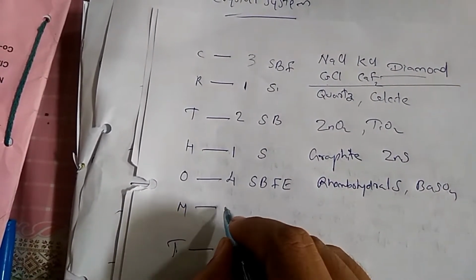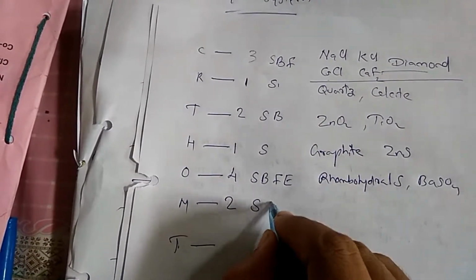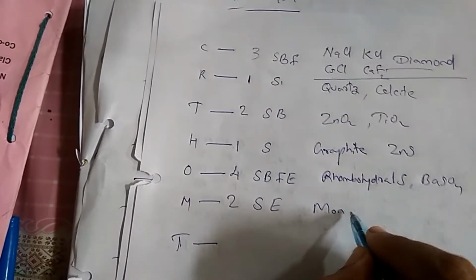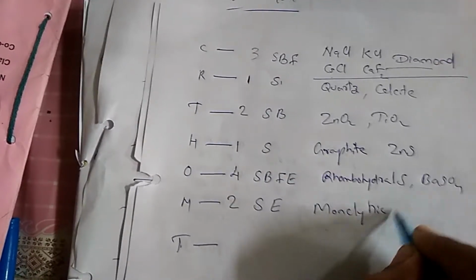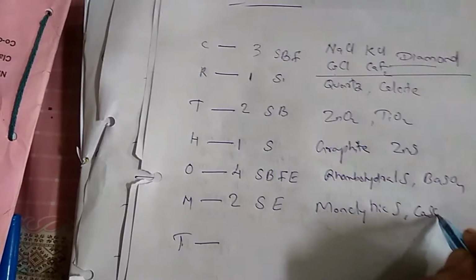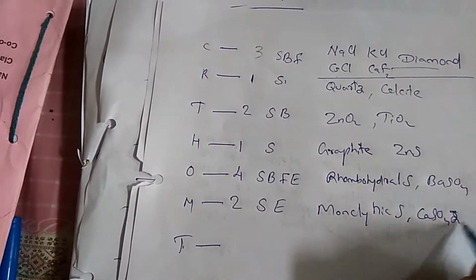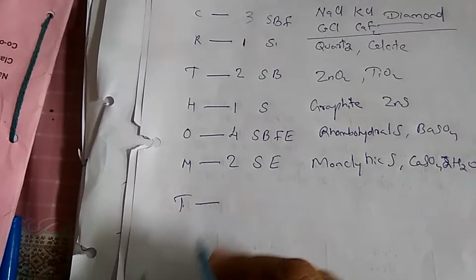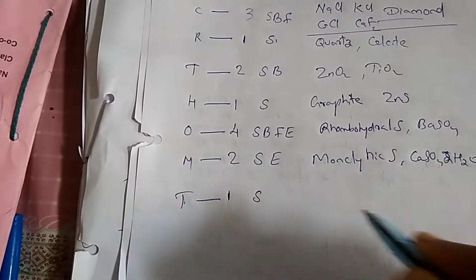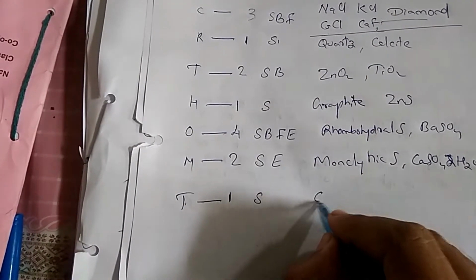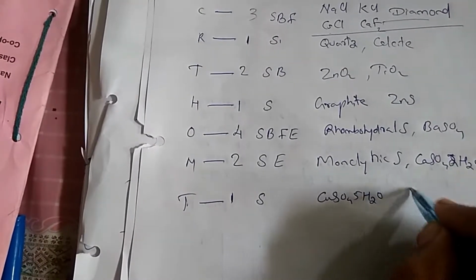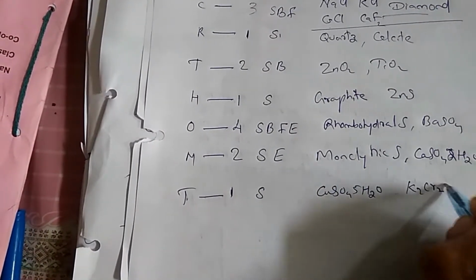The monoclinic crystal system has 2 forms, simple and end centered. Examples are monoclinic sulfur and calcium sulfate 2H2O. The triclinic crystal system has only one form, which is simple primitive, and examples are CuSO4 5H2O as well as potassium dichromate.